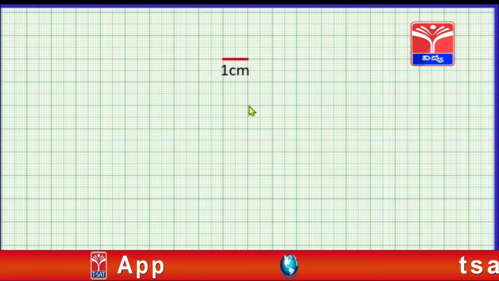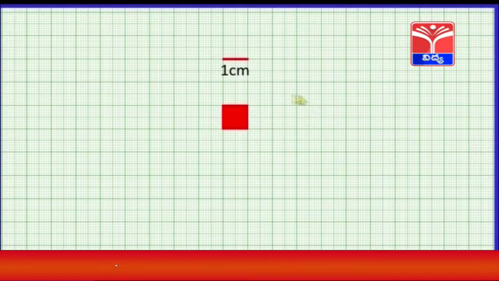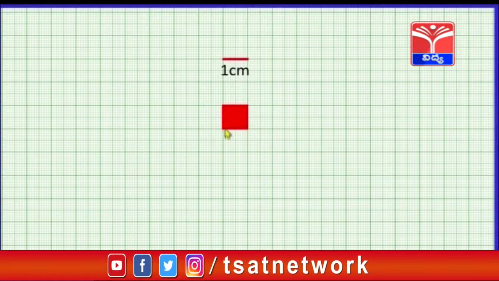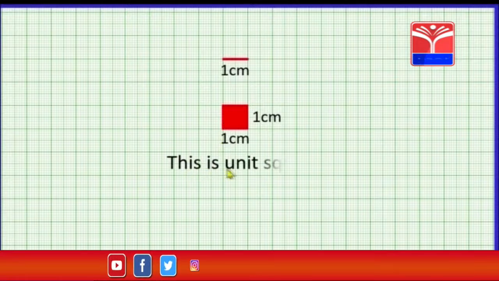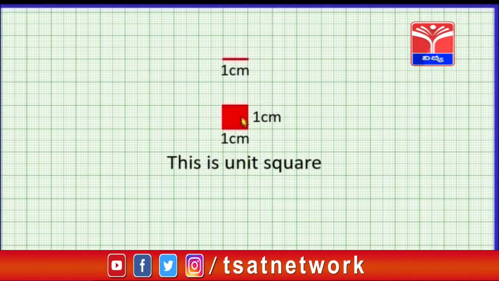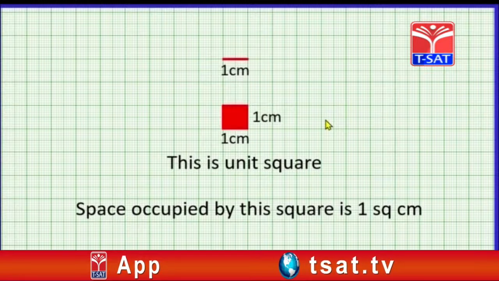Okay. Now observe this one grid here. Like this, so many grids are here on this graph paper. This is a small square which has 1 centimeter each. 4 measurements are 1 centimeter each. 1 centimeter, 1 centimeter, 1 centimeter and 1 centimeter. This is called unit square. We call it as unit square. The space occupied by this unit square is 1 square centimeter.